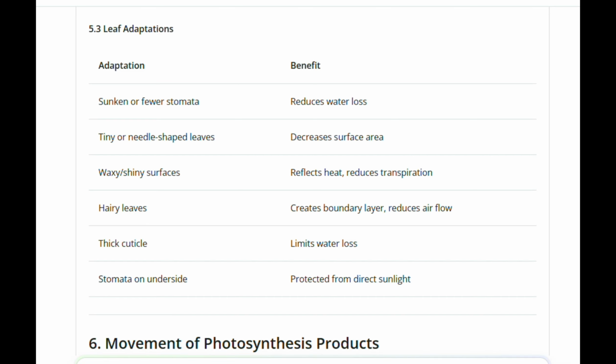5.3 Leaf adaptations: fewer or sunken stomata. Tiny or needle-shaped leaves will help to reduce the surface area. If the leaves are tiny or needle-shaped, that will help to reduce the surface area.